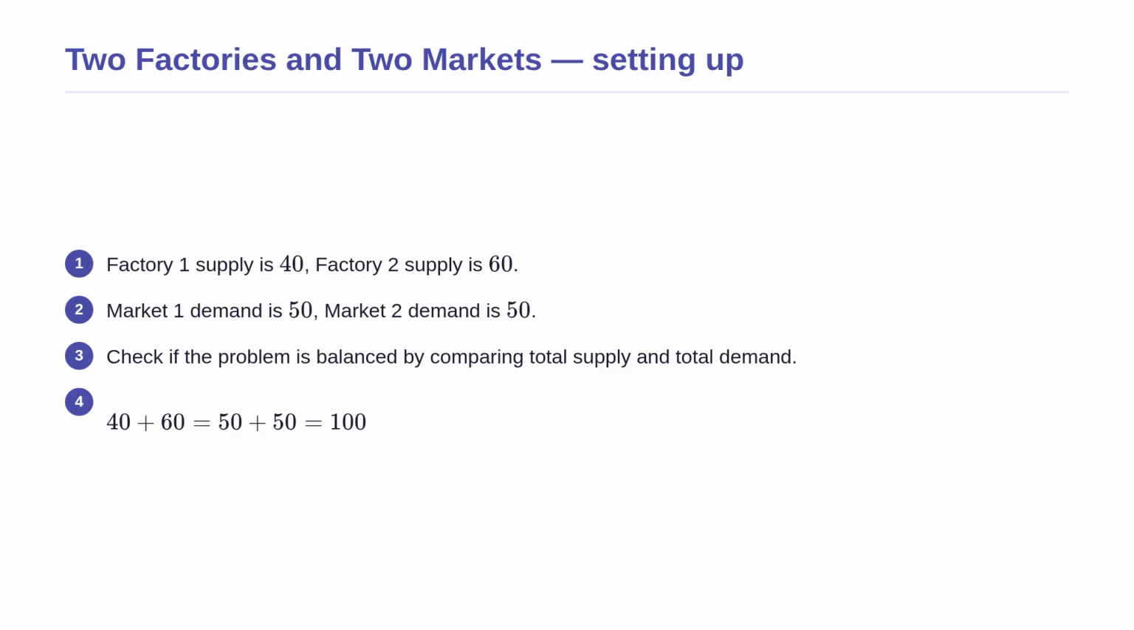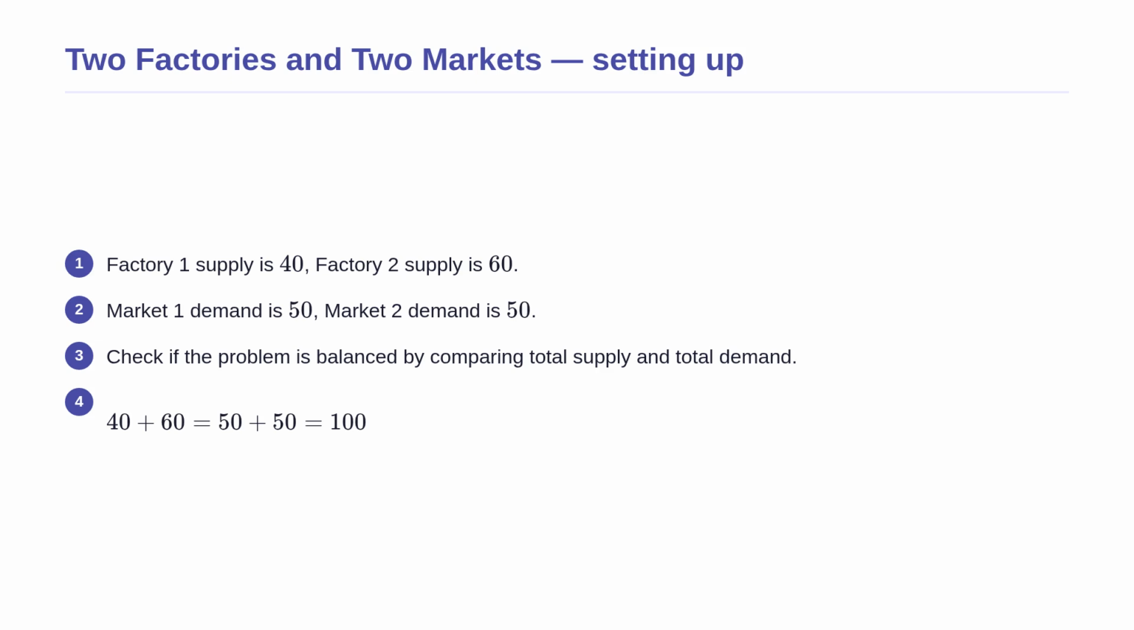Now that we have our visual map, let us look at a simple problem with two factories and two markets. Factory 1 has a supply of 40 units and Factory 2 has 60. Market 1 demands 50 units and Market 2 demands 50.